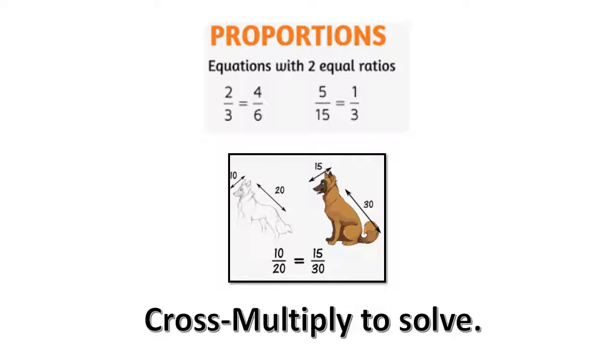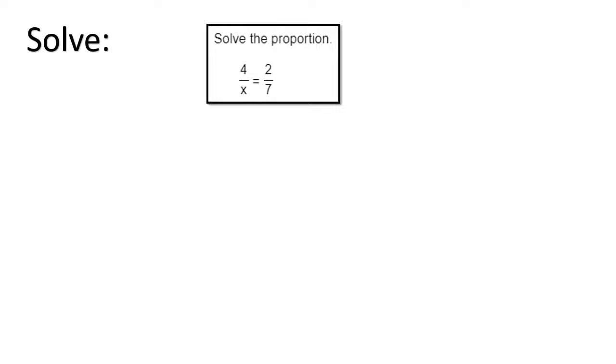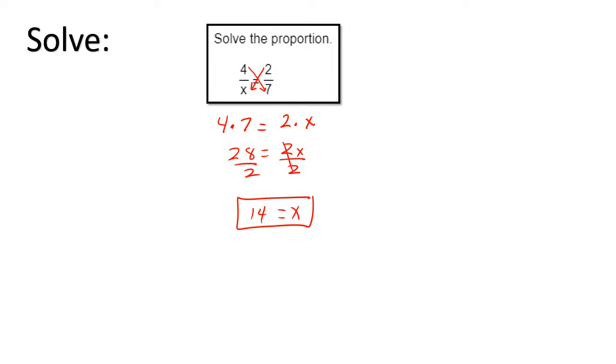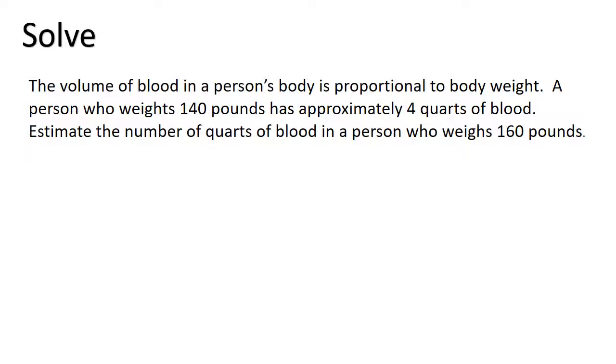Now, another very useful equation, especially in the career and technical fields, would be the proportion. A proportion is an equation that has two equal ratios, like 2/3 equals 4/6. We will always cross multiply to solve these. In this example, I simply multiply across the numerator and denominator. 4 times 7, and then 2 times x. Well, 4 times 7 is 28, and that's equal to 2x. Divide by the coefficient 2, and x will be 14. Final answer.